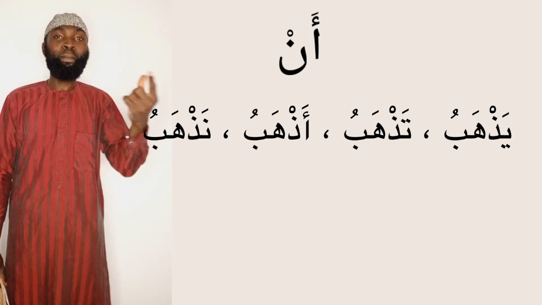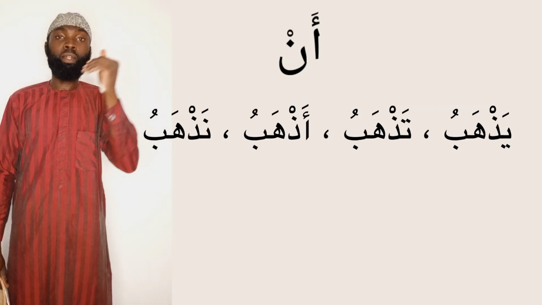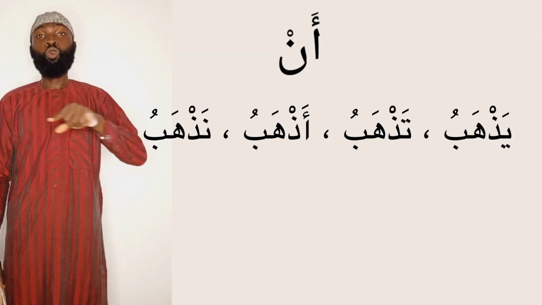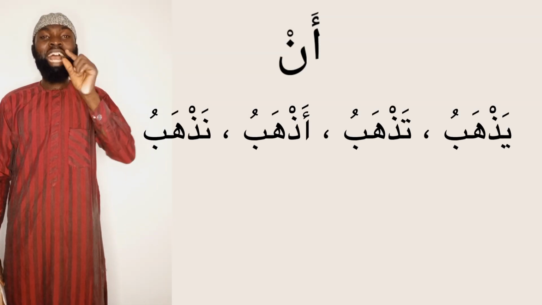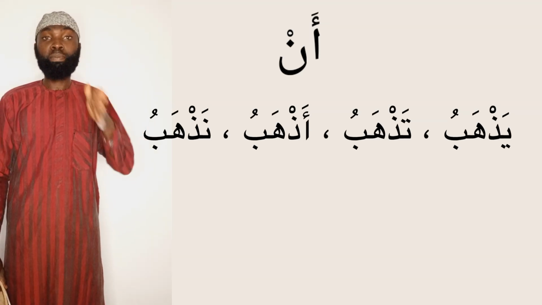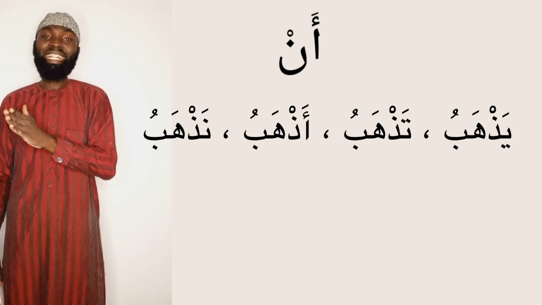The third is "adhabu", like when I say "uridu an adhaba", I want to go. And the last is "nadhabu", like "naf'alu" and the rest of the present tense verbs which will come in this pattern. Like when I say "nuridu an nadhaba", we want to go. So you see these four present tense verb patterns, they will be carrying fatha whenever they appear after "an".